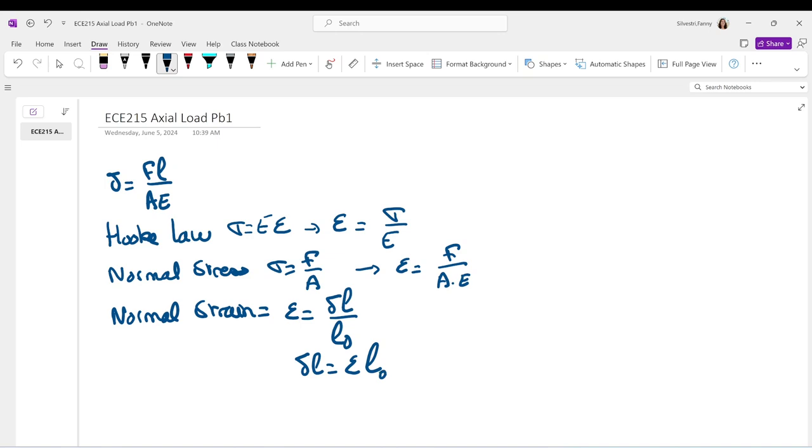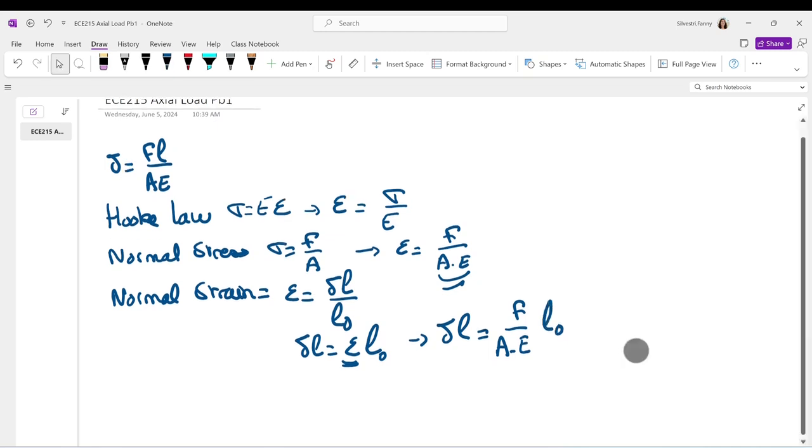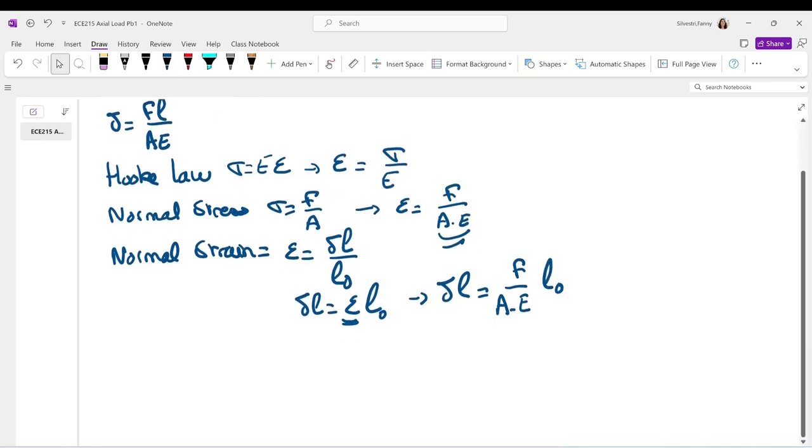So if we plug this in, we get delta L equals epsilon, that I will replace by this formula. So F divided by A times E, and times L0. That's how we ended up with the general formula, delta equals F times L divided by A times E.